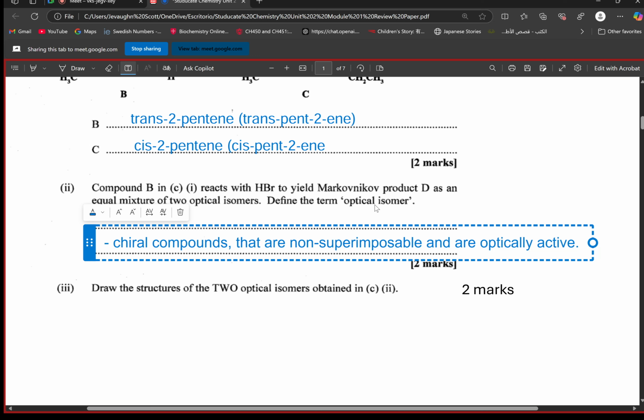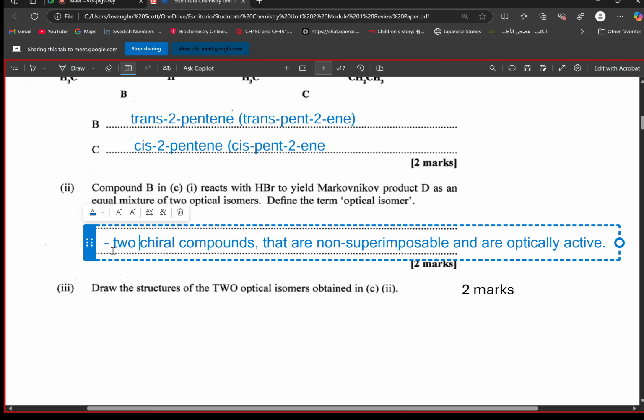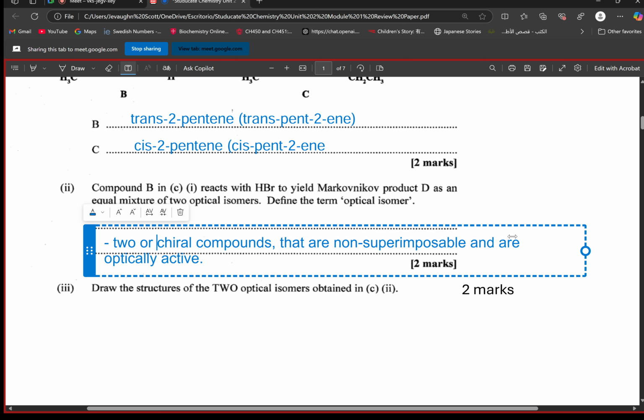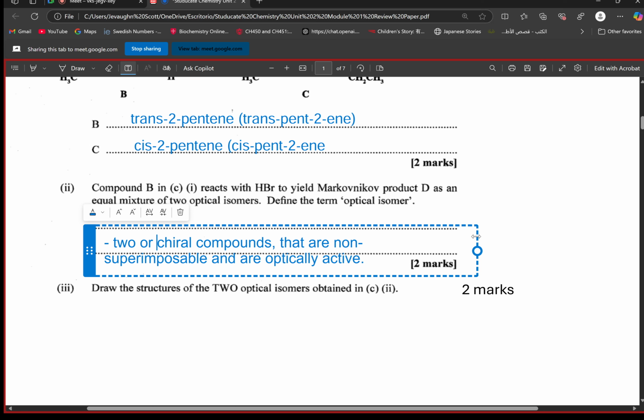I mean that's very true. But this is fine. So they're chiral compounds that are non-superimposable, right? So two or more, because we're talking about isomers, so two or more chiral compounds that are non-superimposable and are optically active, right? You guys look at the concept of ray symmetry.